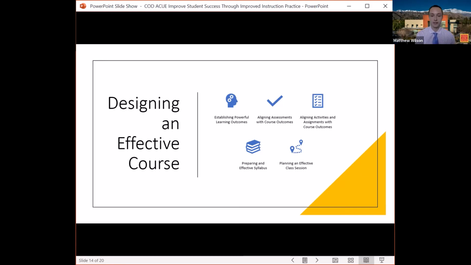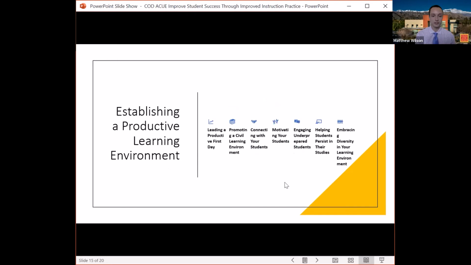Let's move on to the next one. So now, establishing a productive learning environment. And this is the one that kind of jumped out at me the first. So luckily, our school had module 1 of this one first. So leading the first day of class.